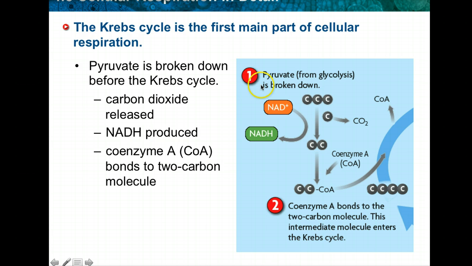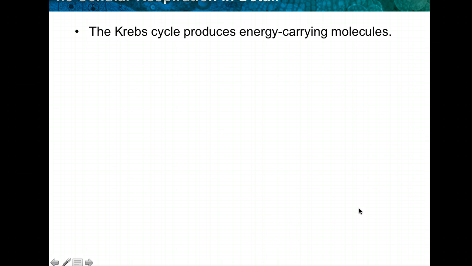So here's the pyruvate. Keep in mind, guys, you get a total of 2 pyruvic acids from glycolysis. This is going to take us through the process of 1 pyruvic acid going through the Krebs cycle. So the pyruvic acid is broken down, carbon dioxide is given off, and we get the coenzyme A, which bonds to the 2 carbon molecule, and then it enters the Krebs cycle. Keep in mind the Krebs cycle produces energy-carrying molecules.